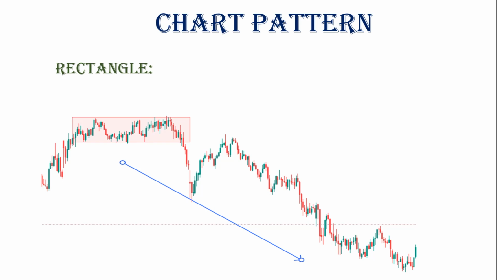This is the example of the rectangle pattern breakdown. Here we can see that the price is in the consolidation phase. This is the support zone and this is the resistance zone. And once this support level is broken, we can see that there is a fall in the price. Means we can look for a selling opportunity here.